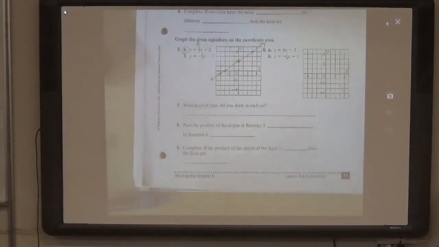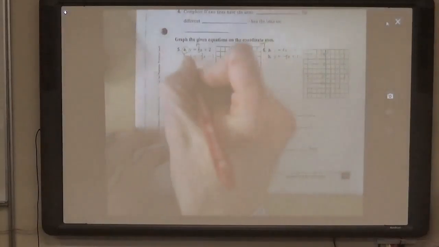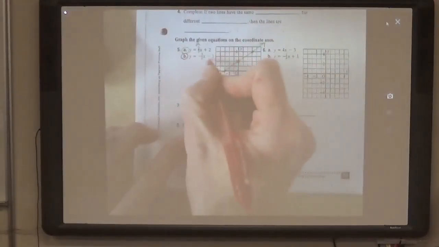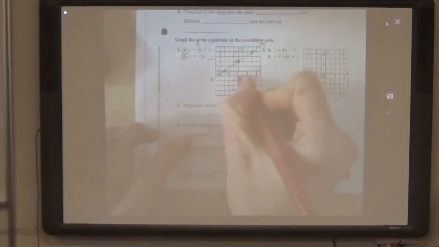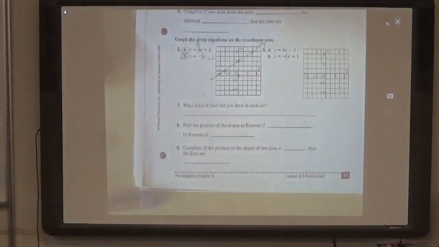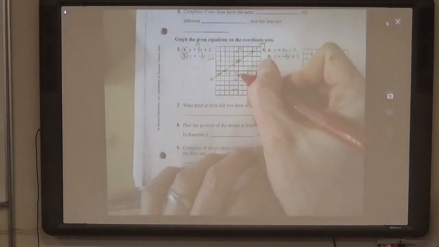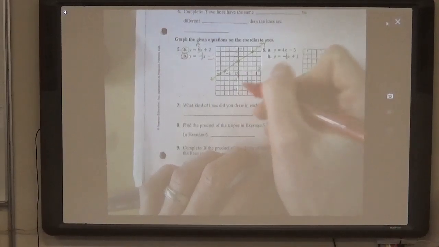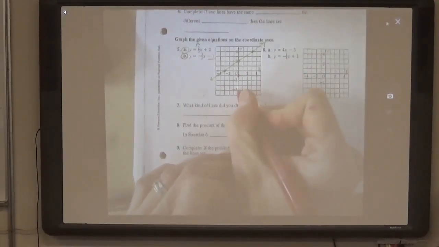Adam, what's the y-intercept for B? -1. So mark -1. What's the slope? -3 over 2. How do you mark that? We go down 3 and to the right 2. Should I go down to the number 3, or go down 3 from the point? Go down 3 from the point. And then left or right? Right.